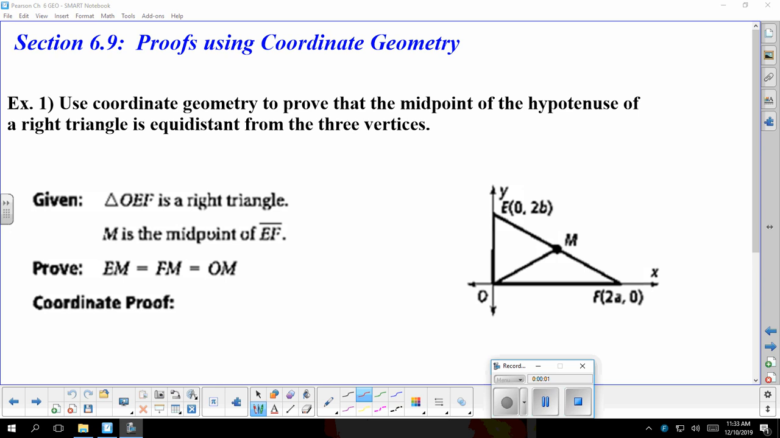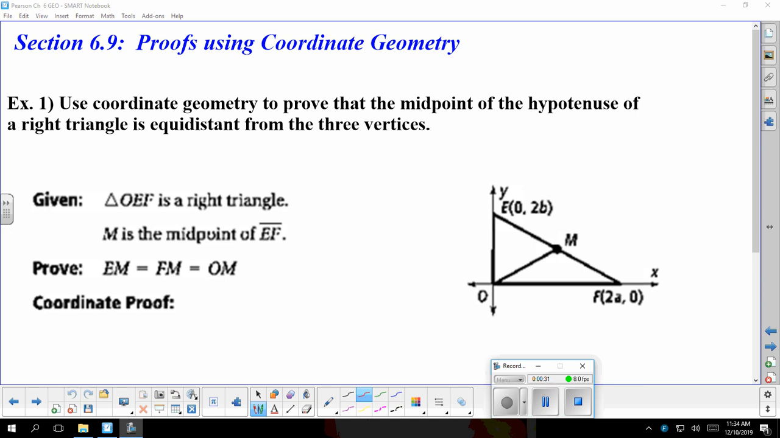So this is the last unit of the entire first semester, right? We're going to use proofs using coordinate geometry. Remember, coordinate geometry involves the distance formula, the midpoint formula, and the slope formula. So let's see if we can prove that the midpoint of the hypotenuse of a right triangle is equidistant from the three vertices. We know equidistance means that it has the same distance.